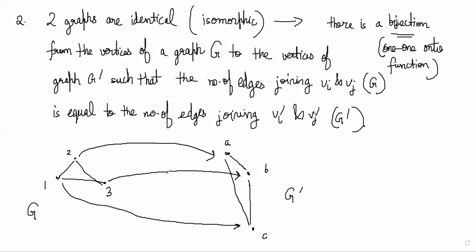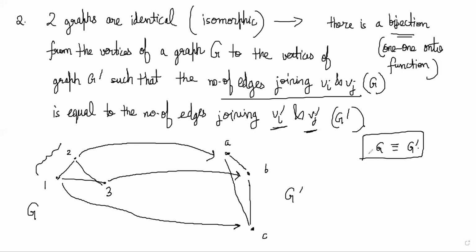And between any two vertices of graph G, there is, say, one edge here. Between the corresponding two vertices on the G dash graph, there should also be one edge. So the number of edges joining two vertices in G should be equal to the number of edges joining the corresponding two vertices in G dash. If all the vertices are linked by 1-1 mapping, then it is an isomorphic or identical graph. Then you can say that G is similar to G dash, so it's technically one and the same graph. I hope you understood that.